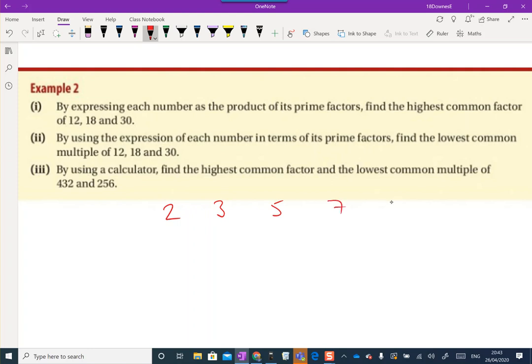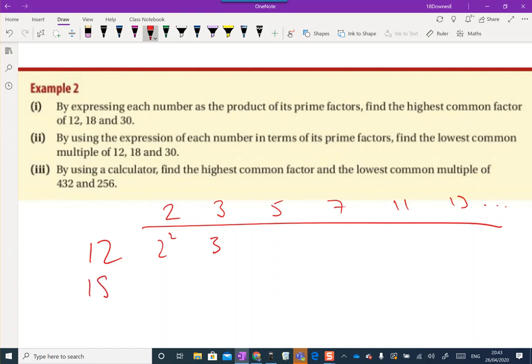So these are the first few prime numbers. You normally won't have many more than that. Okay, so if I'm writing 12, I'll be talking about 2 of the first and 1 of the second. If I'm writing 18, I'll be talking about 1 of the first and 2 of the second. If I'm writing 30, I'll be talking about 1 of each of them.